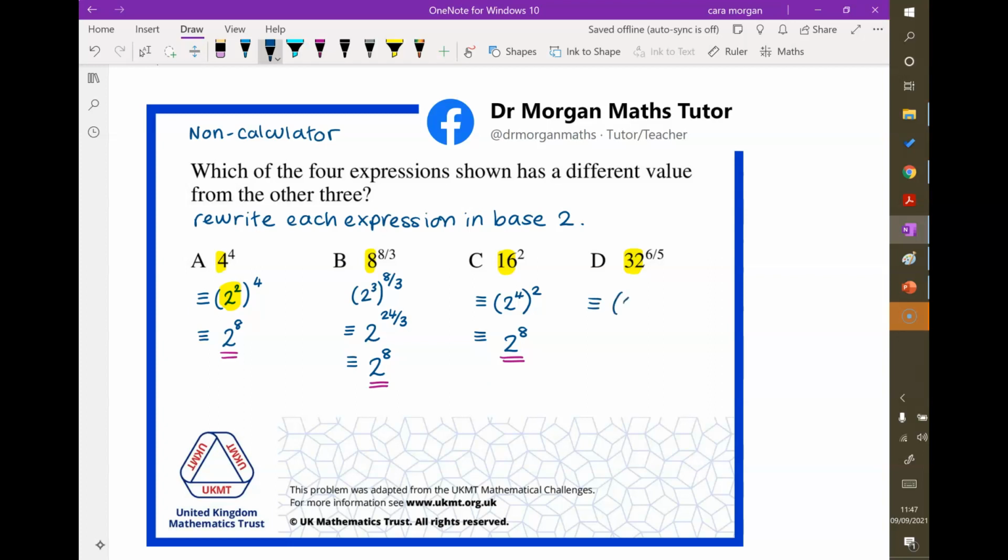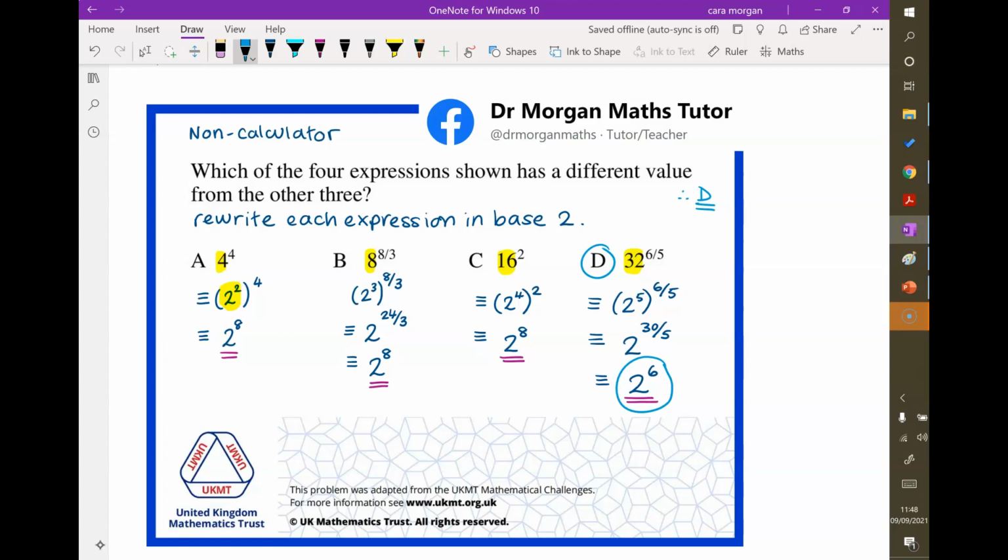So I know that 32 is 2 to the power of 5. I need to raise that to 6 fifths. So I can see that that's 2 to the power of 30 over 5. And I know that 30 over 5, 30 divided by 5 is just 6. That is 2 to the power of 6. Aha! I can now see that that final answer, 2 to the power of 6, is the one that's different. Therefore, I'm going to answer with D.